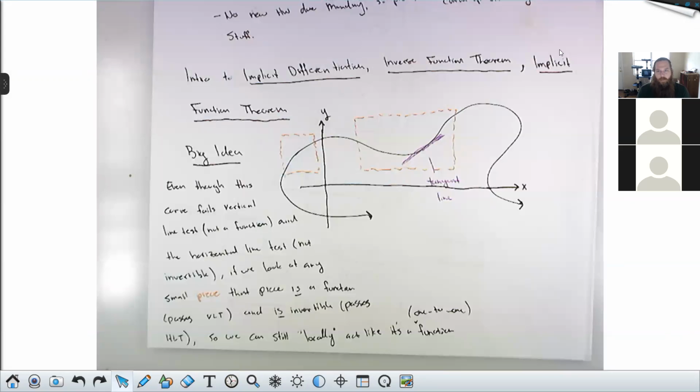And then another little piece of the implicit function theorem says if the whole curve is smooth, then when you zoom in, the piece you're looking at will also be smooth. So that implicit function, that function that you maybe don't have a formula for, but you know locally is definitely a function, is differentiable.